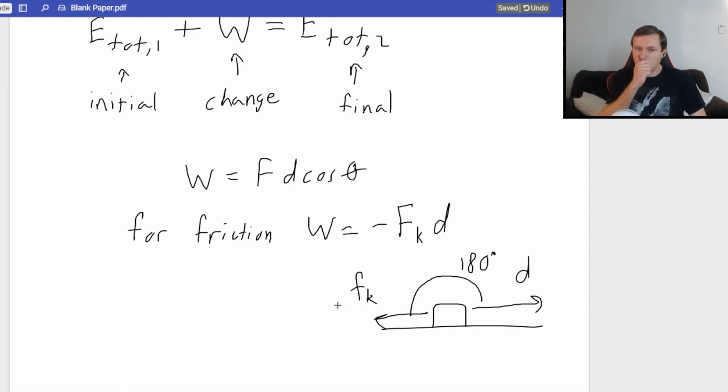Okay. So that's pretty much it for all the equations we have. Now let's do a couple of examples so that you can be masters of physics.